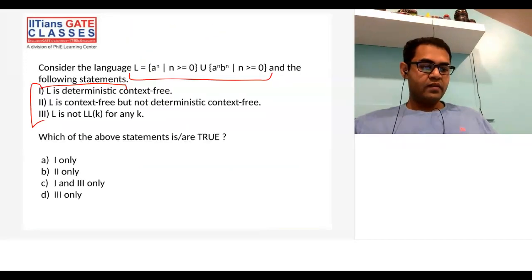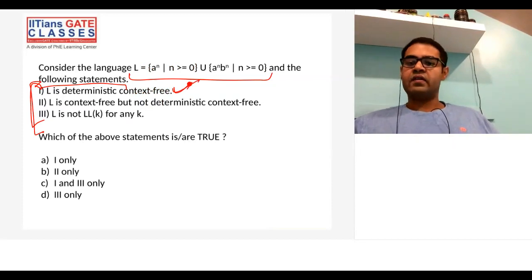So where is the, yeah, this is statement 1. So hence statement 1 is correct. Okay, it is a deterministic context-free language. So if you read statement 2, it is saying context-free but not deterministic.